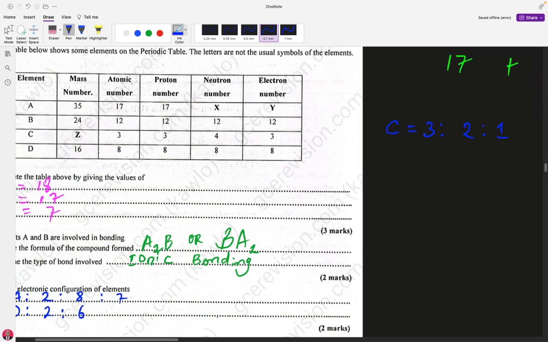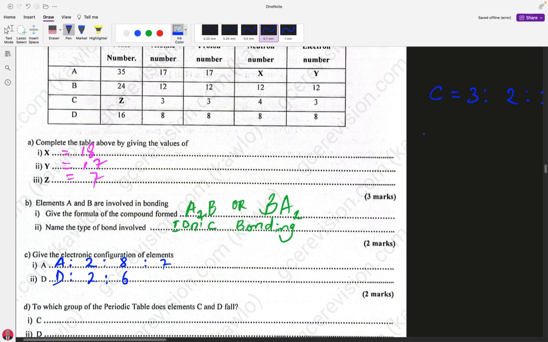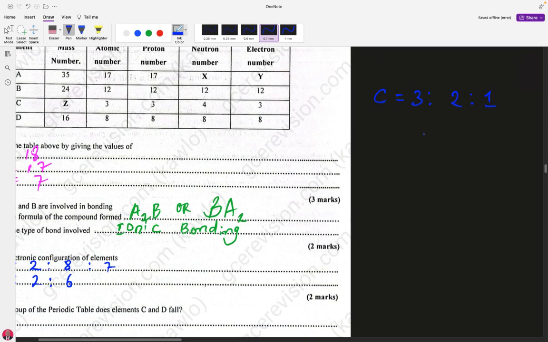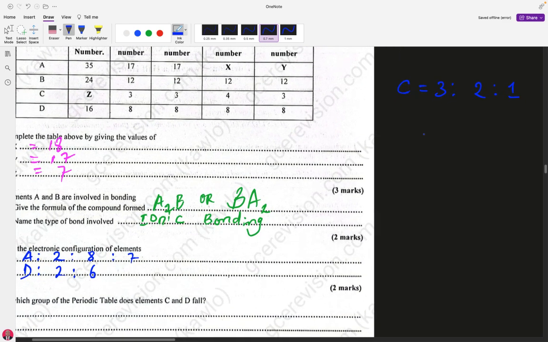Then again, the electron configuration for D, because they ask which group of the periodic table C and D belong to. We said the electron configuration for D is 2 and 6. D has an atomic number of 8, so the electron configuration will be 2 and 6.